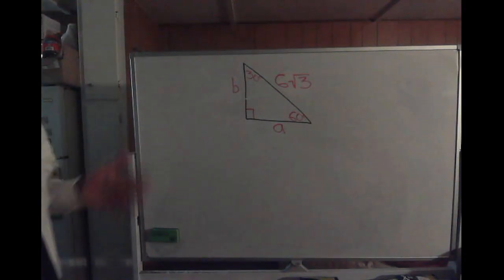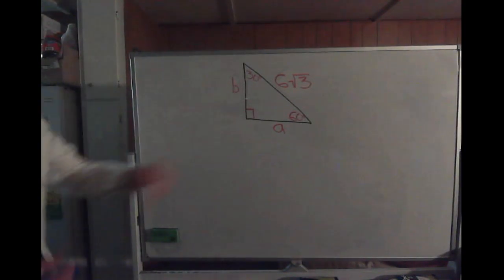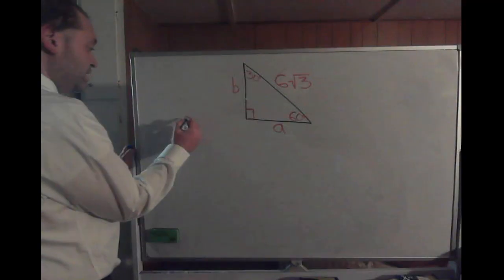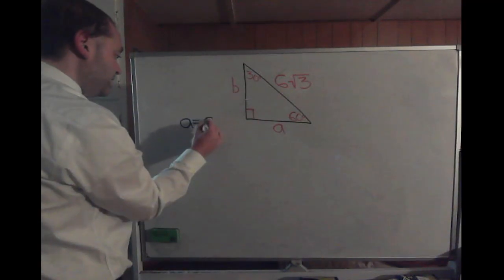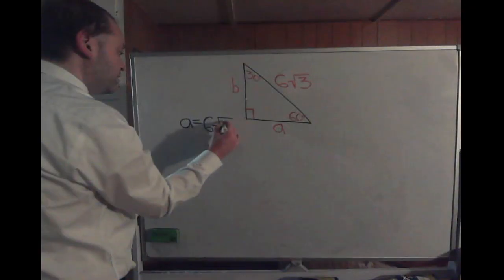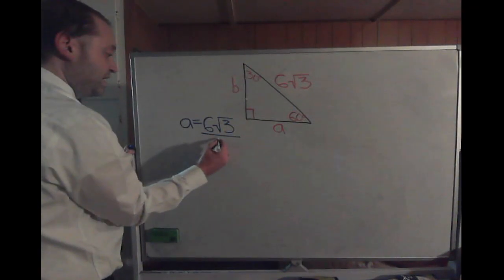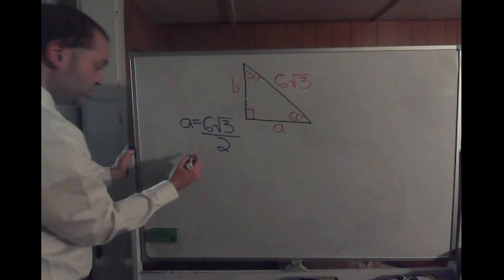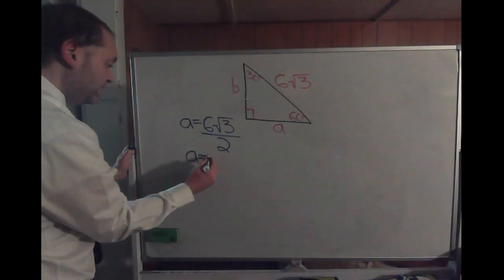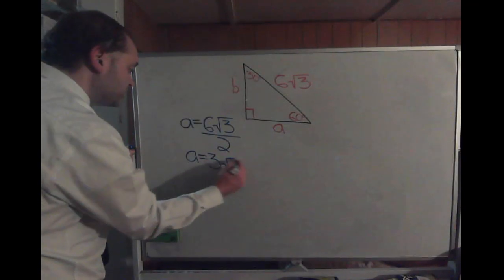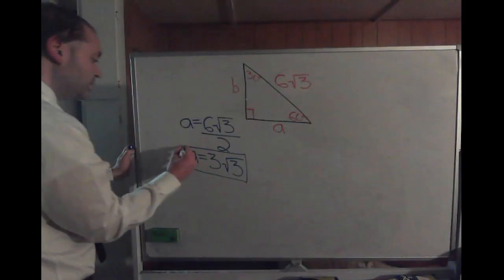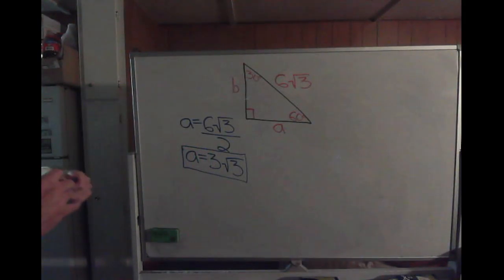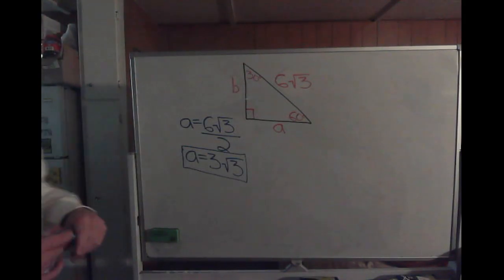Well, like we should always do, start with finding the length of our shorter leg. So to find the length of A, you'll take the length of your hypotenuse, which is 6 times the square root of 3. You'll divide all that by 2, which would then give you that the length of your shorter leg is equal to 3 times the square root of 3. So the length of your shorter leg A is equal to 3 times the square root of 3.